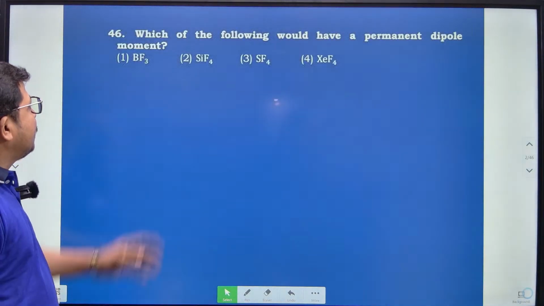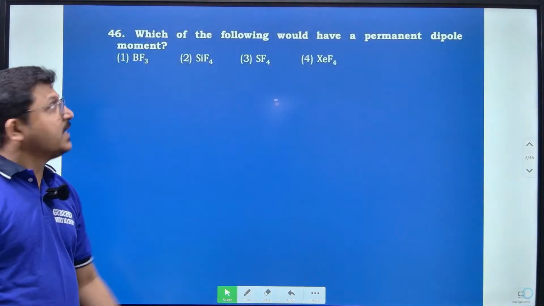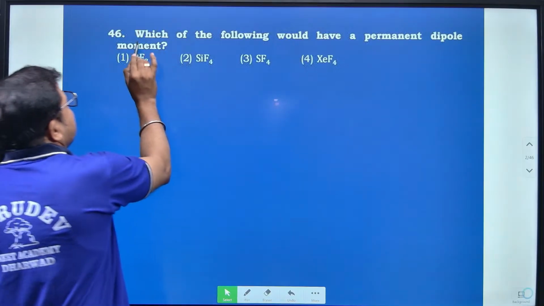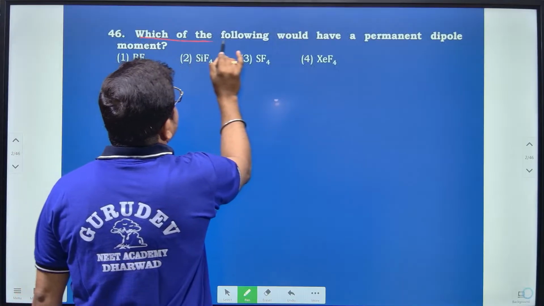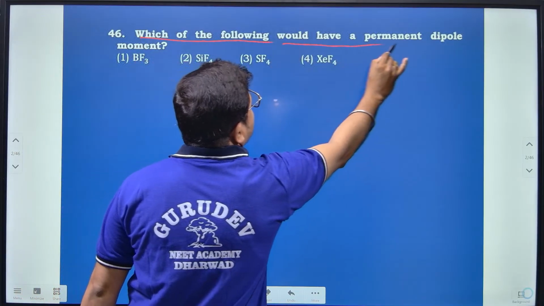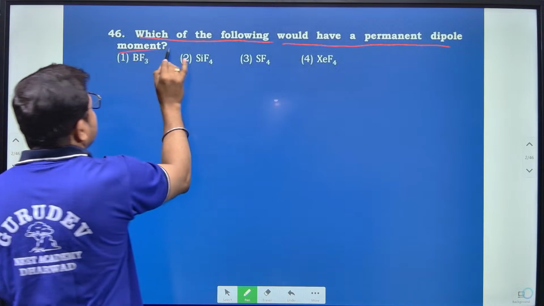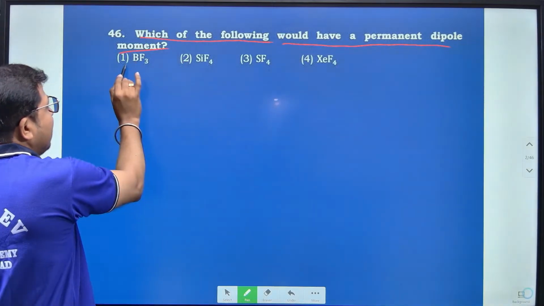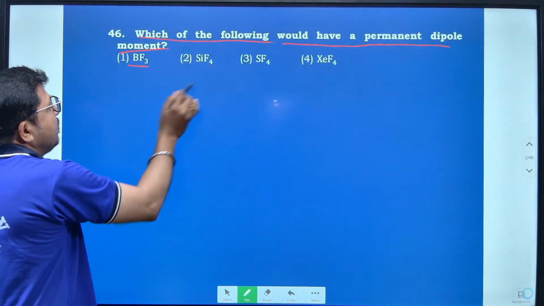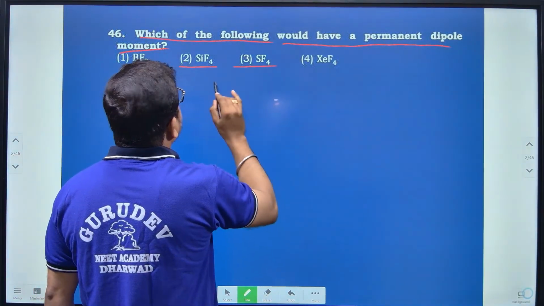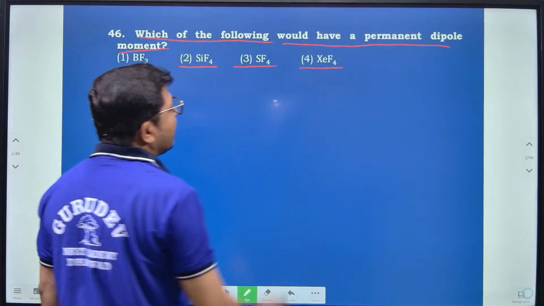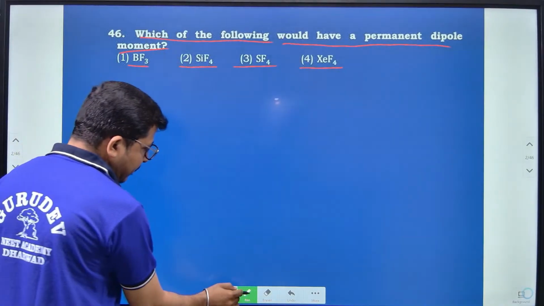Yes, dear student, question number 46: which of the following would have a permanent dipole moment? The options given are option number 1 BF3, option number 2 SiF4, option number 3 SF4, and option number 4 XeF4.